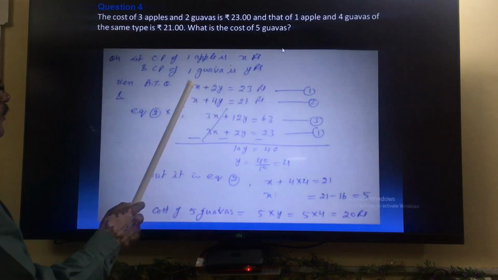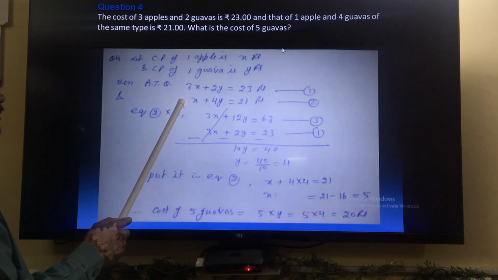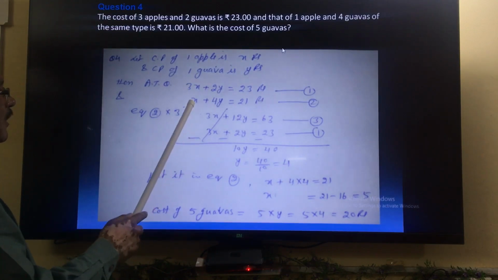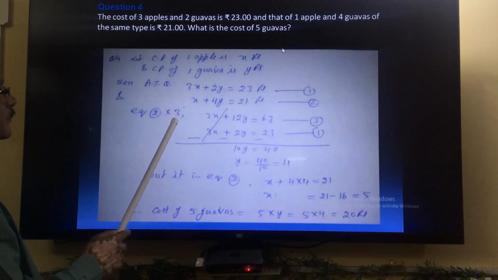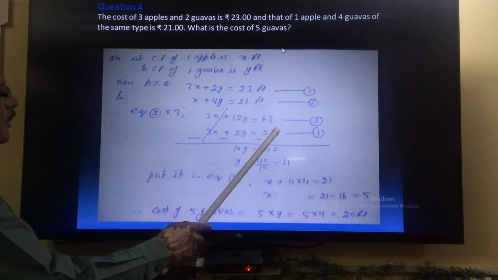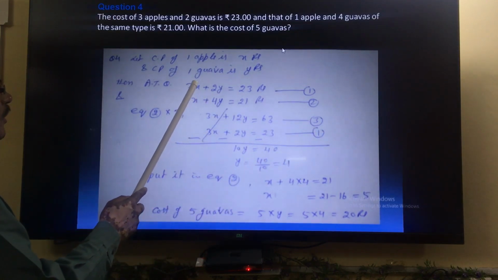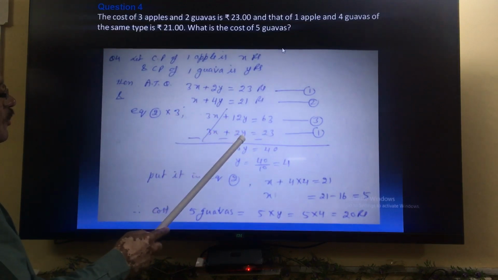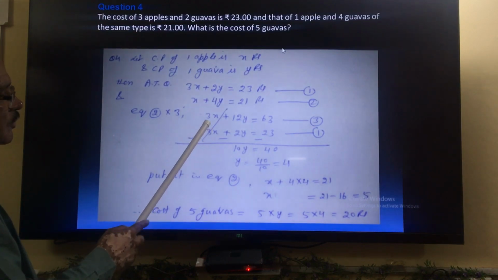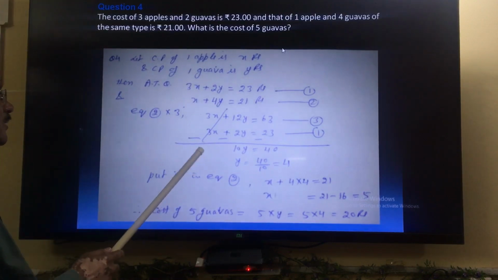Now to solve this, we will try to equate the coefficient of x. In the first equation, the coefficient of x is 3. In the second equation, the coefficient of x is 1. So if we multiply equation number 2 by 3, the coefficient of x will be equal. So 3x plus 3 4s are 12y equals 3 into 21, which is 63. This is equation number 3. Now equation number 1 we will write below this: 3x plus 2y equals 23. Because the sign of this 3x and this 3x are both positive, if we have the same sign, we always subtract the equation.